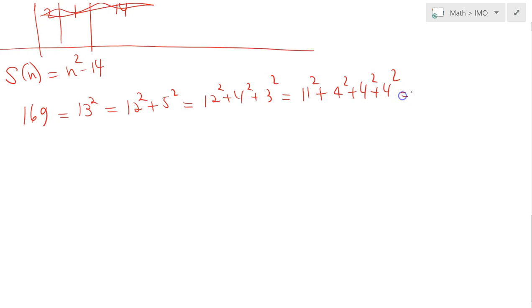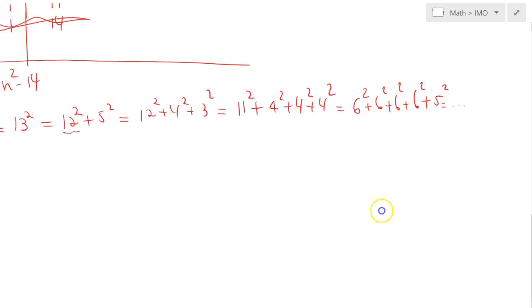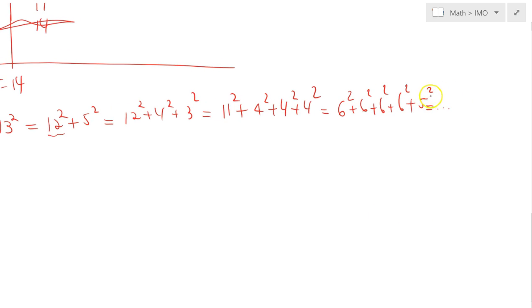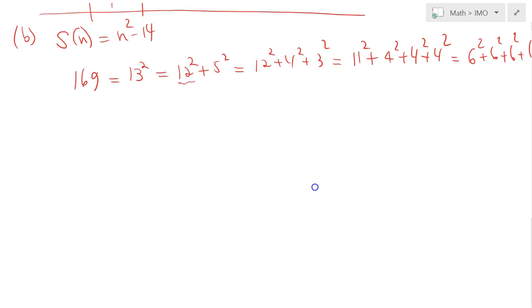For 5 terms, I think 6 squared plus 6 squared plus 6 squared plus 6 squared plus 6 squared, that's 36 five times, would give you the 144, and then we can introduce back the 5 squared, and then we can go on in this fashion. For instance, we can even find 6, and 6 would be just splitting this into 2, and so on. So that's very efficient.